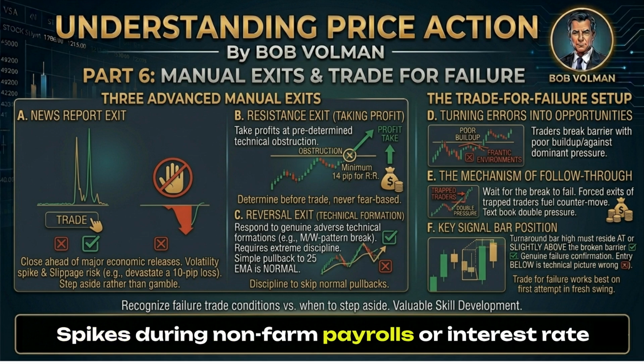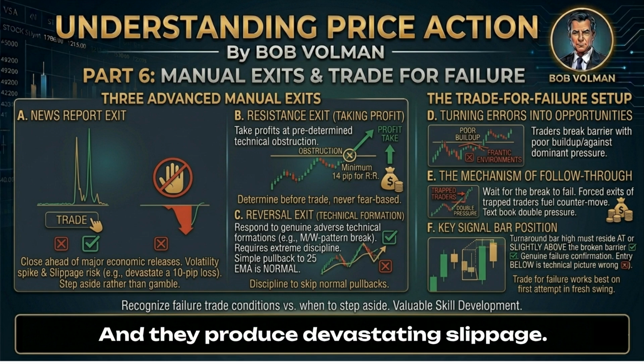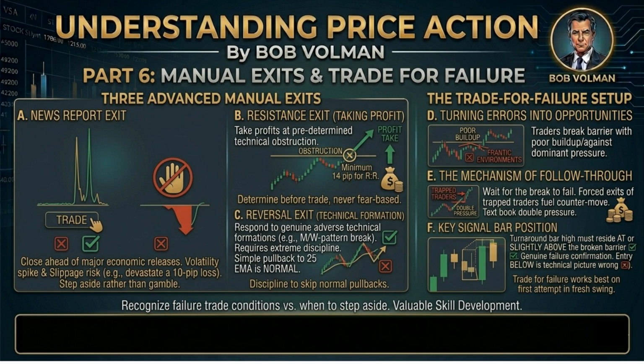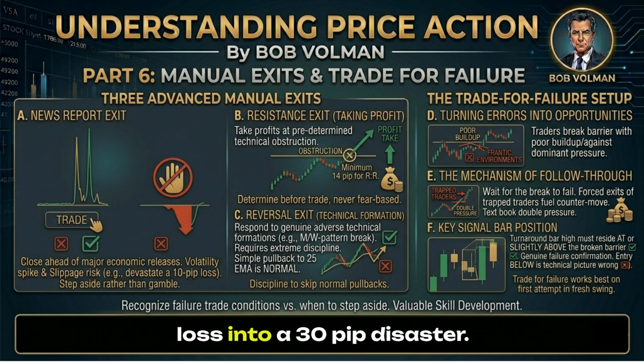Spikes during non-farm payrolls or interest rate decisions can exceed 50 pip, and they produce devastating slippage. Even with the right bias, slippage can turn a 10 pip loss into a 30 pip disaster. The rule is simple: step aside rather than gamble.